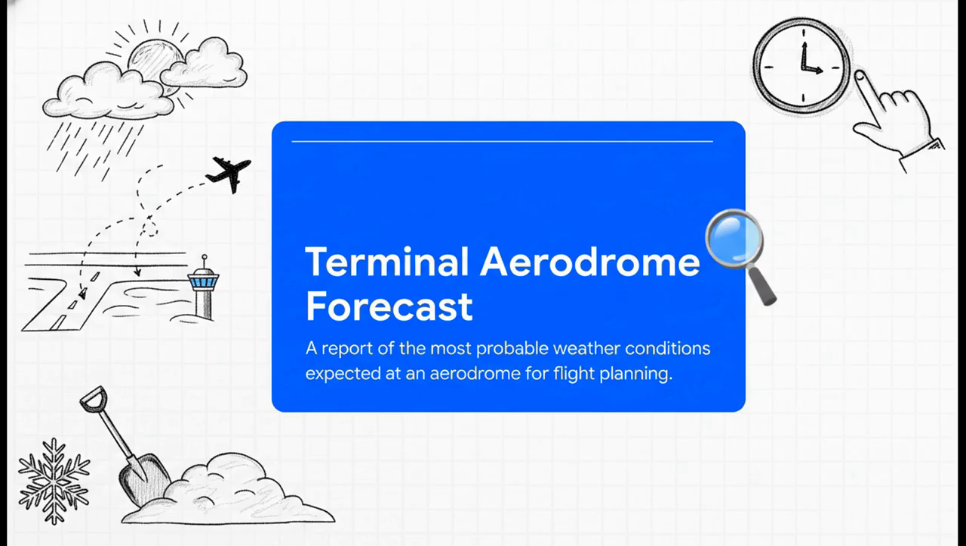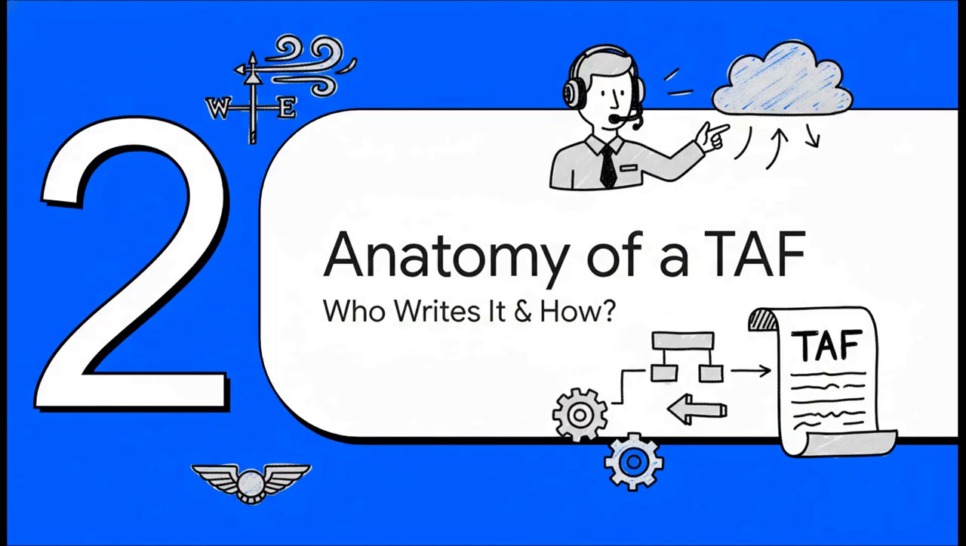And while it's designed for us pilots, it's also used by air traffic control to plan runways, by de-icing crews to get ready, and even by snow removal teams. It's a key operational tool for the entire airport. So where do these things even come from? It's not just a computer spitting out data. Let's take a look at the anatomy of a TAF, and that starts with the people who actually write them.